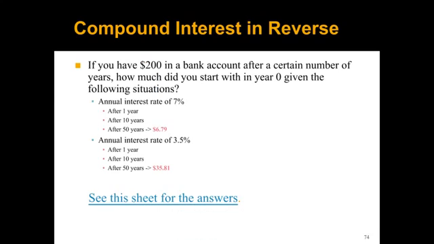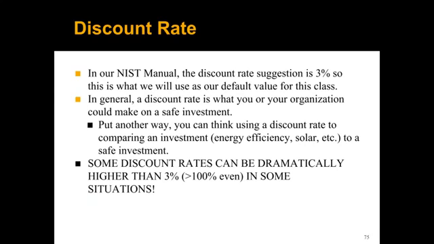So these are the answers to this. And again, you can see the sheet for the answers. But let's talk about the discount rate. In the NIST manual, the discount rate suggestion is 3%. So if you're not sure what to use, if I give a default value, use 3% in this class.